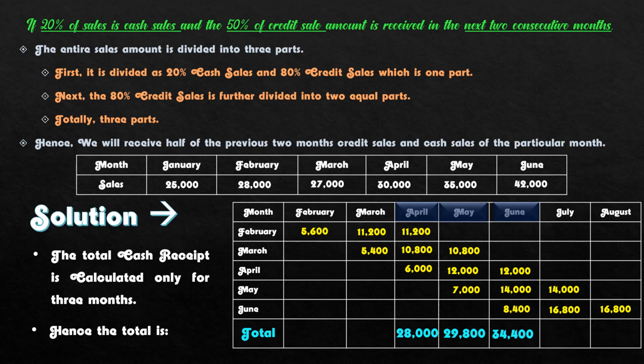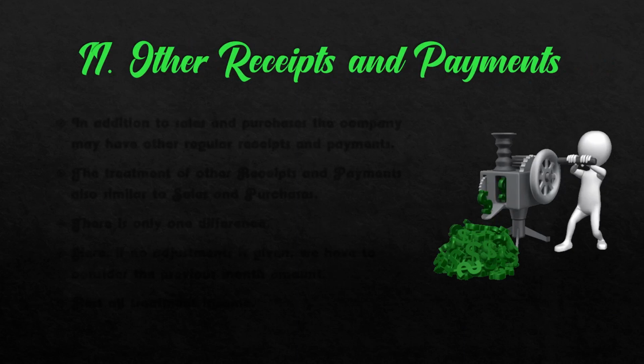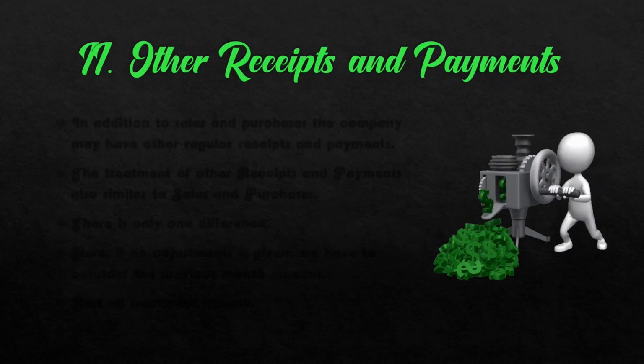And when it is given like that, this percentage is cash sales and this percentage is credit sales. First you have to identify the cash portion that has to be entered for the same month, and the credit portion as per the suggestion. So here it is 50% in 2 consecutive months. The remaining amount is divided into 2, the first half in the following month and the remaining half in the next following month. So this is how you have to deal with adjustment when it is for credit sales. The next case is the other receipts and payments.